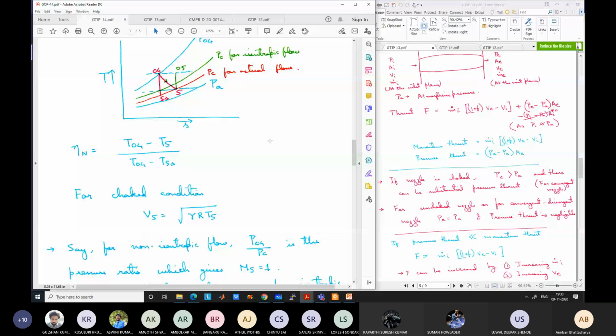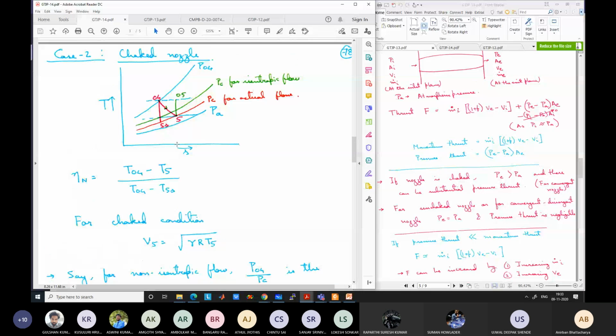Okay. So for a choked condition, ultimately for any condition, our aim is to find out the thrust. Anyway, we will do a problem also in the next class, but how to find the thrust for a choked condition: it will be a summation of the momentum thrust and the pressure thrust. So what will be the steps for a choked condition nozzle to find the thrust? First we will try to find the momentum thrust, right? Can you hear me?